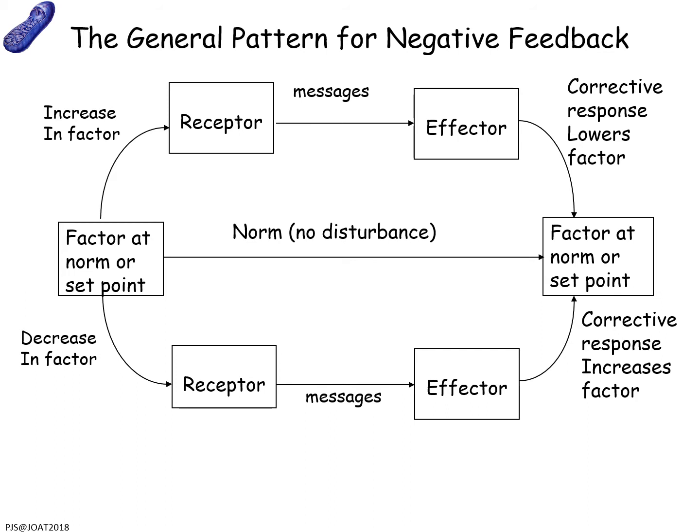It is called negative, because if you do an increase, you then do a decrease. If you do a decrease, you then do an increase. So you're doing the opposite of what's happened. It is the negative of what's happened. And feedback, because it is created by what's happened.